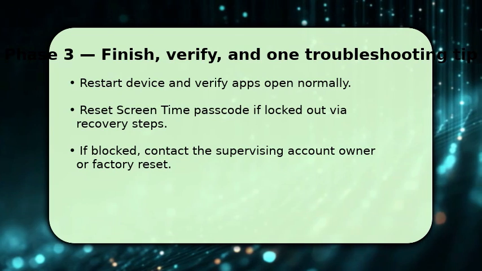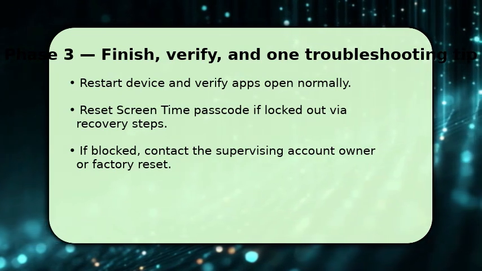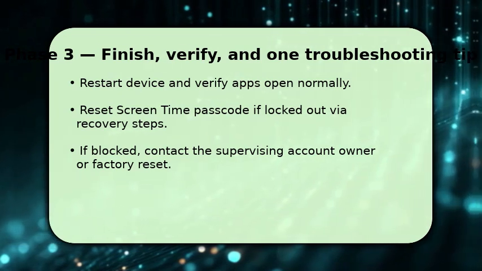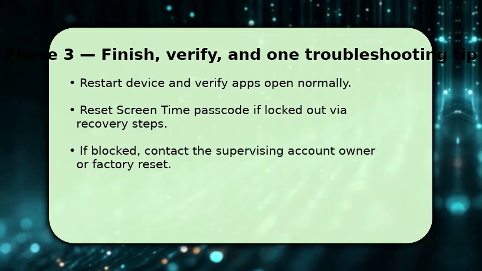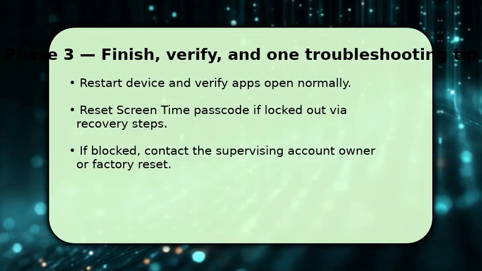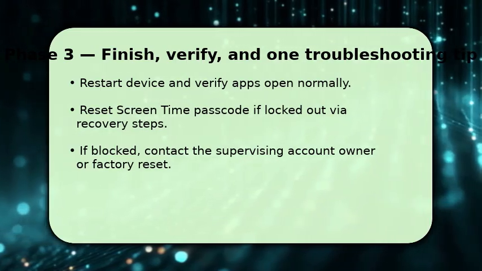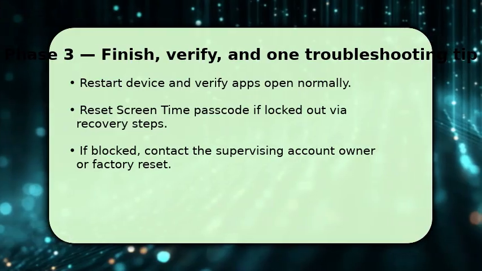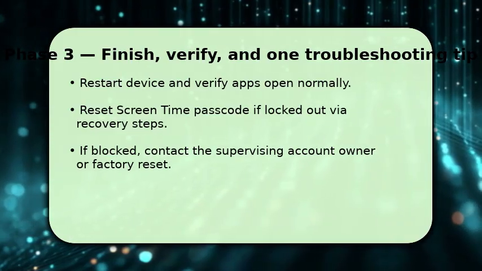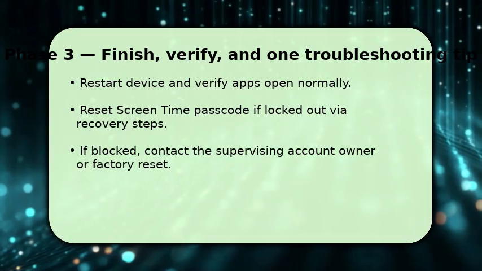After restart, open several apps and test functionality. Make sure notifications and background processes run as expected. If you still see restrictions, try resetting the screen time passcode using the recovery options, or sign back in with the parental account to toggle settings off properly.